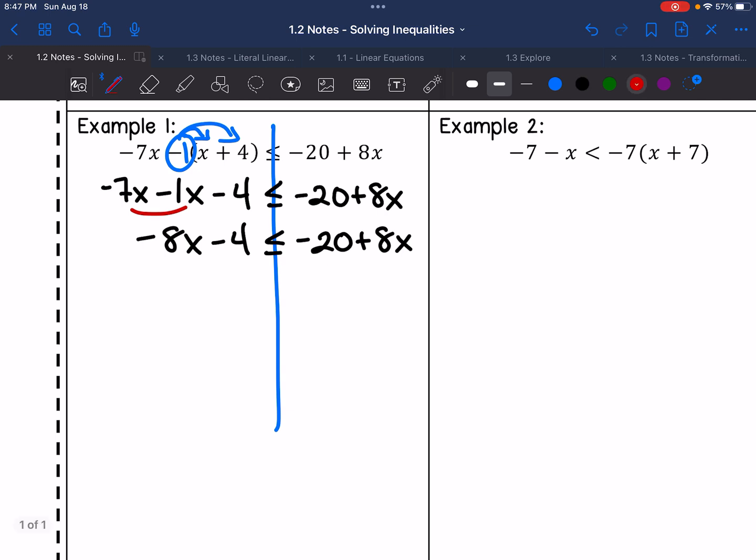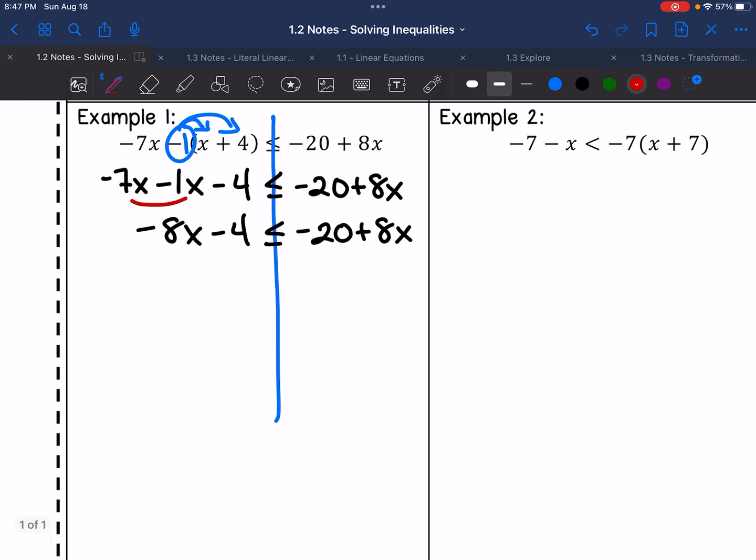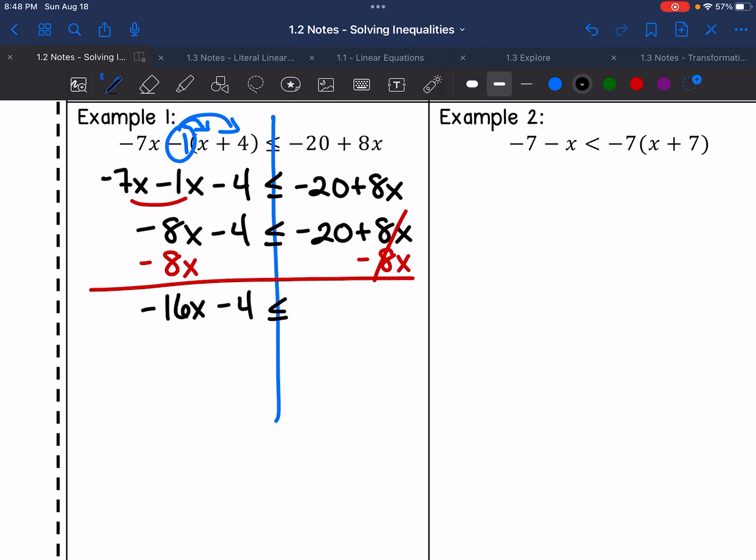So I want my x's over on the left, just like I always do. So I need to subtract the 8x that's on the right so that I can cancel it out. Okay? And so that means I got to do the same thing over on the left side. I got to write -8x so that I match. And then -8x and -8x make -16x. And then I bring down my -4 and I'm less than or equal to negative 20.